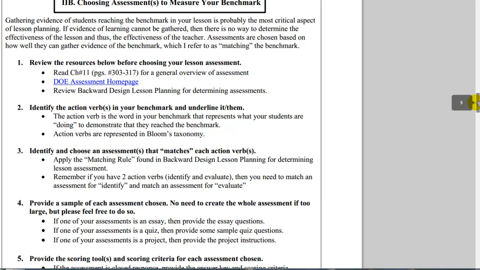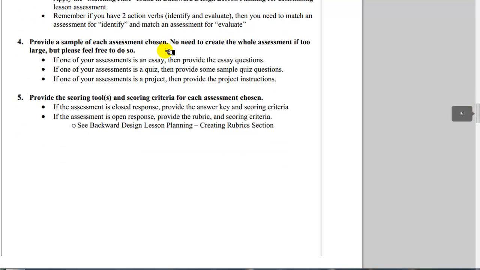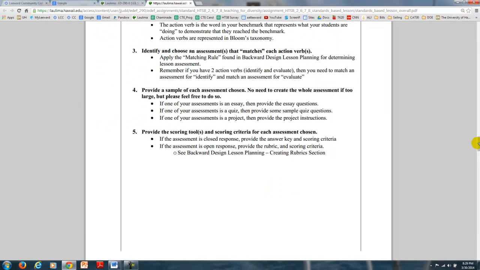Then the next part, you're going to choose an assessment to measure that benchmark. And remember, the most important thing here is to identify the action verb in your benchmark and then match the action verb with the assessment using the matching rule that we did for focusing activity backwards design. Then provide a sample of each assessment chosen. You don't need to create the whole assessment, but if it's a quiz, provide a couple of questions. If it's an essay, provide a couple of the questions, and so on. And then the scoring tool and scoring criteria for each assessment chosen. If it's a closed response, you need to provide the answer key, and if it's an open response, you need to provide the rubric.